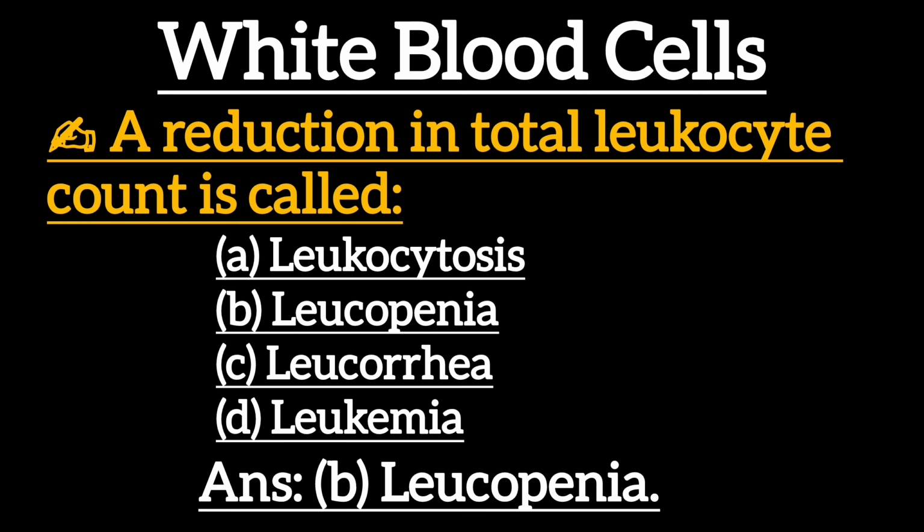Next one: a reduction in total leukocyte count is called option A, leukocytosis. Option B, leukopenia. Option C, leukorrhea. Option D, leukemia. Correct answer is option B, leukopenia.